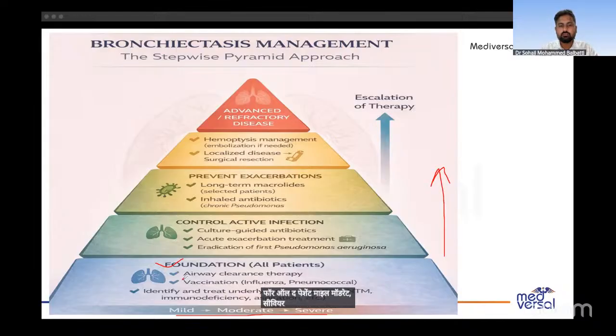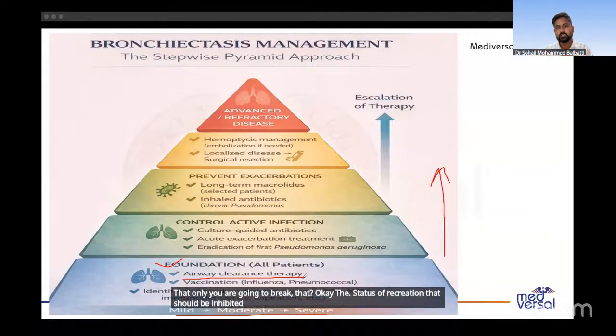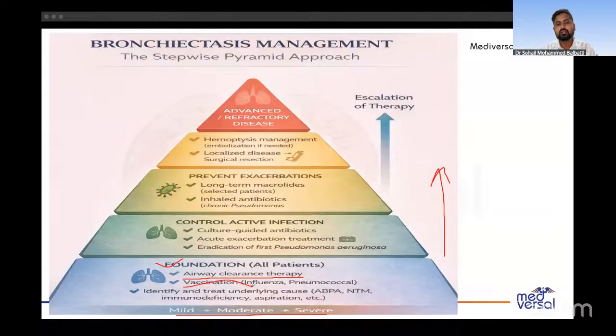The very important foundation is airway clearance therapy, because when you clear the airways, only then are you going to break that vicious cycle. The stasis of secretion should be inhibited, should be avoided in order to prevent infection. So airway clearance therapy is given for all the patients, and you should also vaccinate the individuals who have bronchiectasis in order to avoid recurrent infections causing further damage.